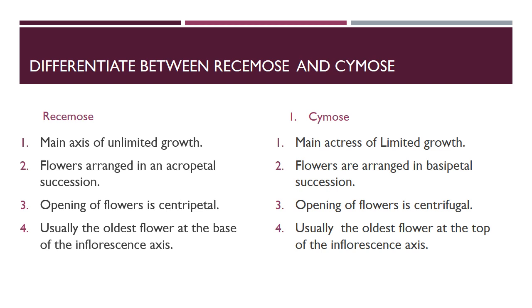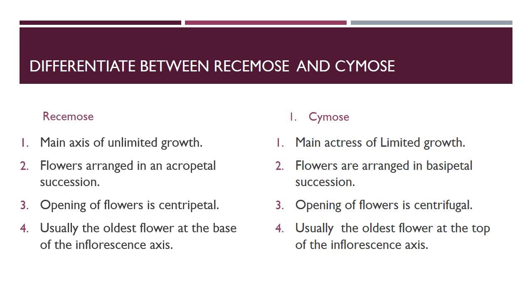And here, the cymose has a main axis of limited growth. Then second point, flowers are arranged in succession, not acropetal but basipetal succession. Flowers arranged in a basipetal succession in cymose. Then the opening of flowers is centrifugal. There it was centripetal, here centrifugal.